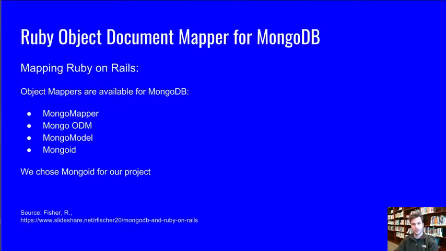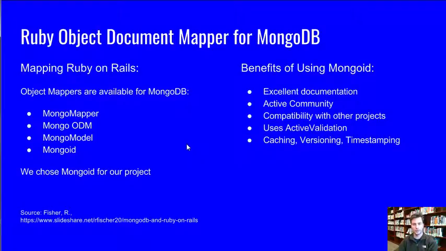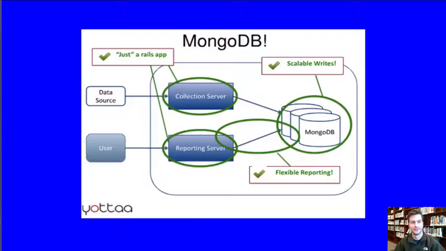The first task we did was to set up Ruby on Rails with MongoDB as its backend, and there are 4 mappers that can be used to map Mongo to Ruby. We ended up using Mongoid, the 4th one down there. And the reasons that we chose Mongoid were there's a lot of great documentation for it. There's an active community contributing to that documentation. It's compatible with other projects. It uses active validation, and it allows for caching, versioning, and timestamping.